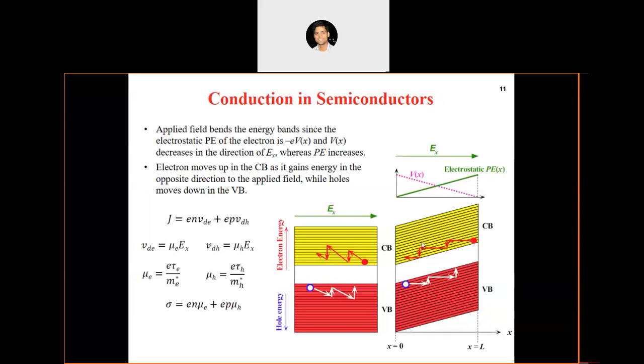So that is what you can see here, because now the electrostatic potential energy of an electron should increase as we go in the positive x direction. That means the conduction band has to tilt in this way, right? Similarly, the valence band will also tilt in this way, because when the hole moves in the positive x direction, its energy should decrease. So you can see from here.